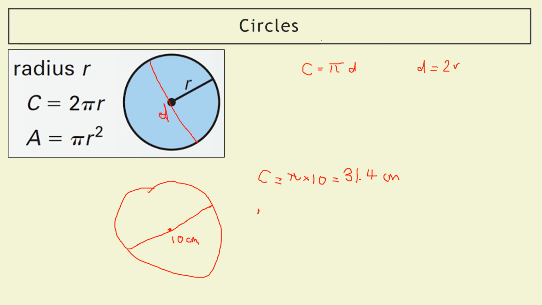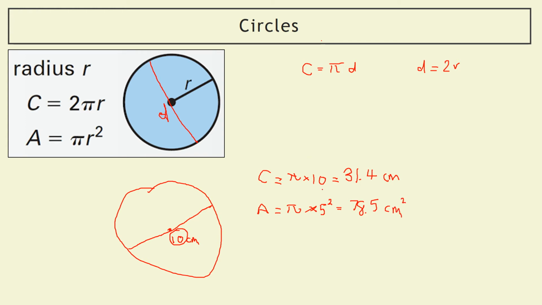If I want the area, I've got to remember it's pi times the radius squared, and the radius is half the diameter. So if my diameter was 10, my radius is 5. Pi times 5 squared will give me the area. So if I just do that one, pi times 5 squared, and again to one decimal place, that's going to give me 78.5, and because it's an area, it's square centimeters.